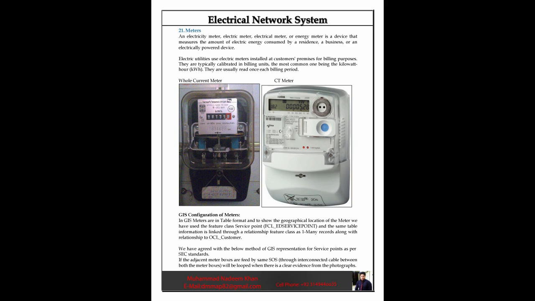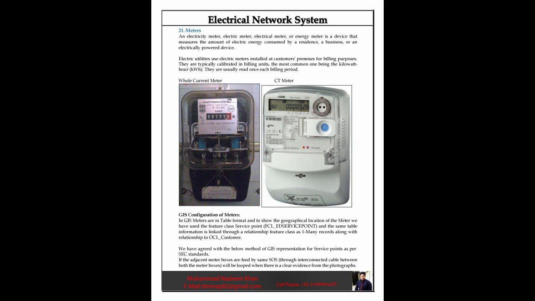GIS configuration of meters. In GIS, meters are in table format, and to show the geographical location of the meter we have used the feature class service point, EDS service point, and the same table information is linked through a relationship feature class as one-to-many records along with a relationship to OCL_customer. We have agreed with the below method of GIS representation for service points as per SEC standards.